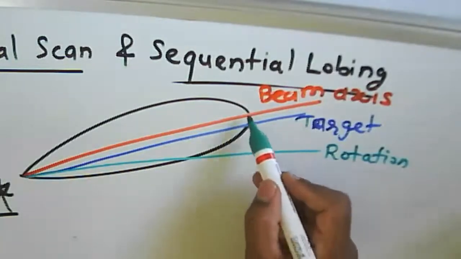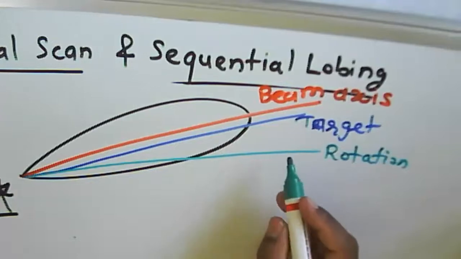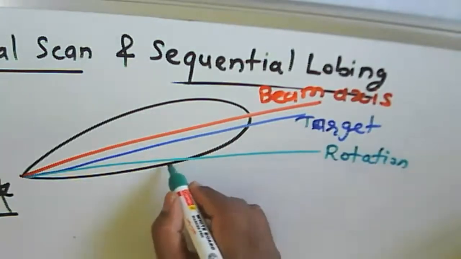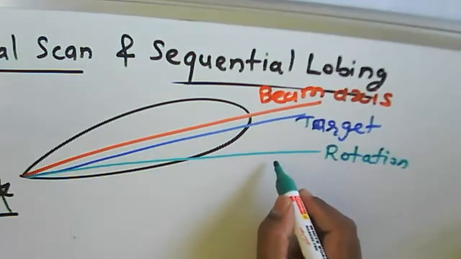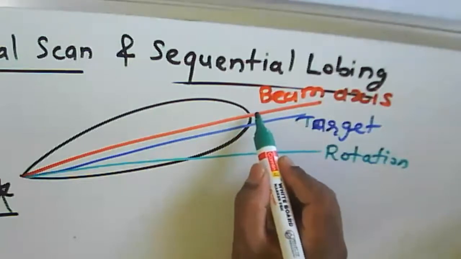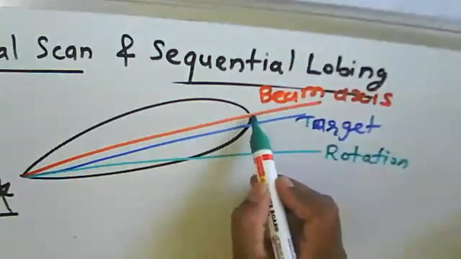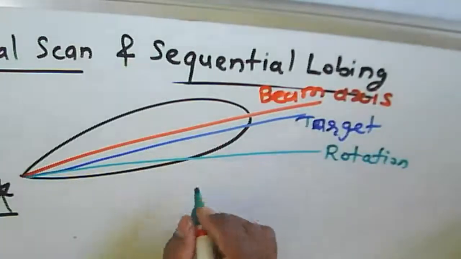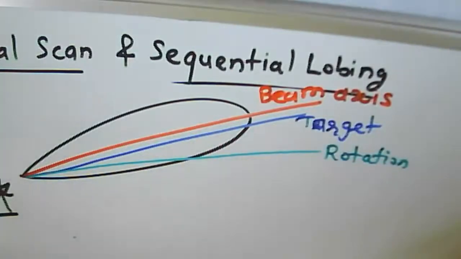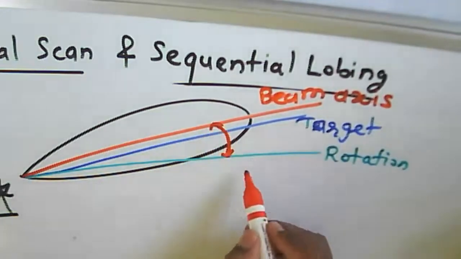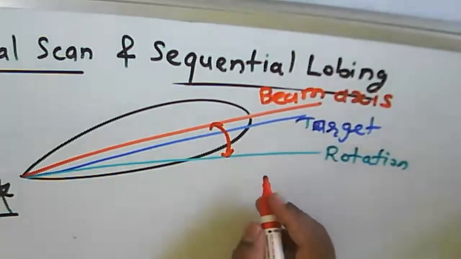So what will be the squint angle here? The squint angle is nothing but the angle between the axis of rotation and the axis of the antenna beam. Wherever we are getting the beam axis, that angle is called a squint angle. In this case, I consider the angle from the red to this one green, and this is called a squint angle.